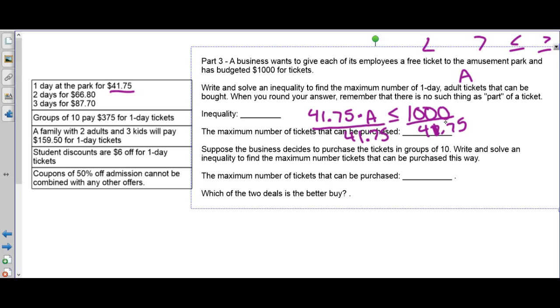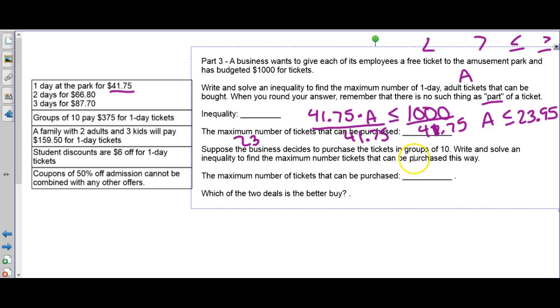$1,000 divided by $41.75 is 23.95. Now it says we can't get part of a ticket, not even if it's almost all the way a ticket. 23.95, .95 is almost one more ticket, but not quite. So the most tickets they could get without going over budget is 23. So the maximum number of tickets would be that 23.